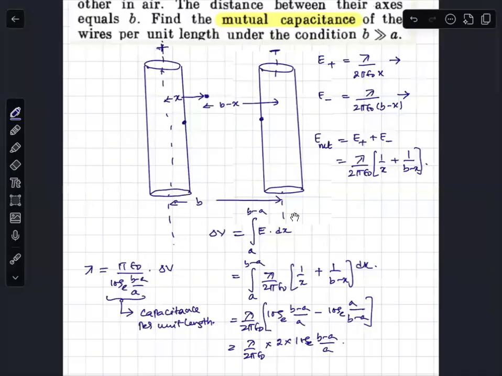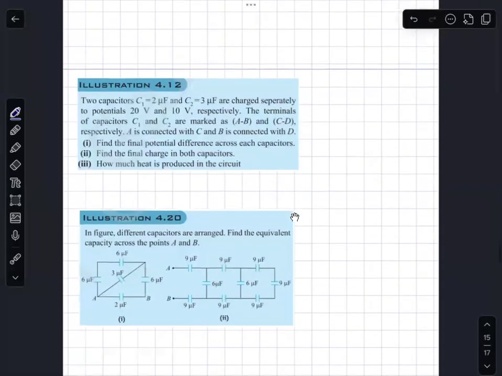As someone was trying to ask. Yeah. When I am moving it from high potential to low potential, why minus sign? Right. Next.